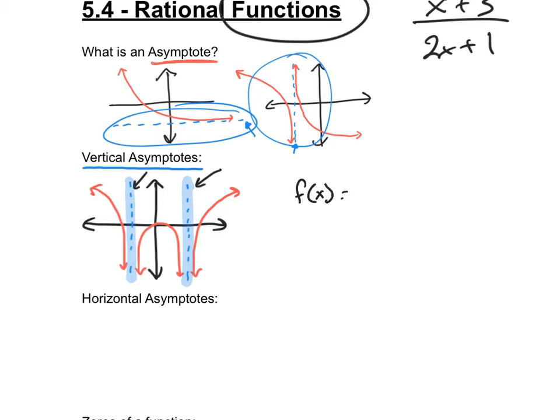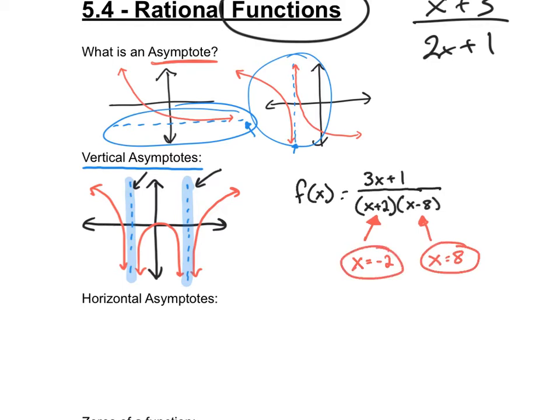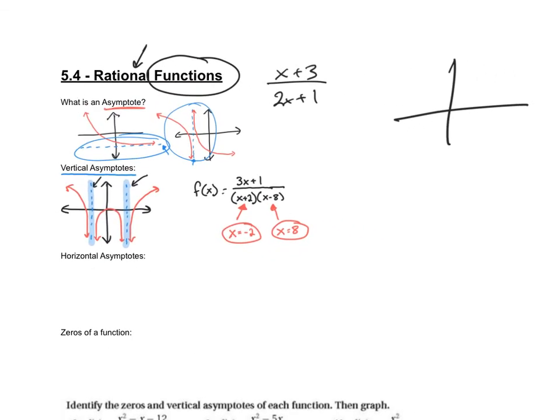So let's say that we had, again, like 3x plus 1 on the top, and on the bottom we factored, and we got x plus 2, and we got x minus 8. So where is this function going to be undefined? It's when this group equals 0 or this group equals 0. So we'd say when x equals negative 2 and when x equals positive 8. Those would be vertical asymptotes.